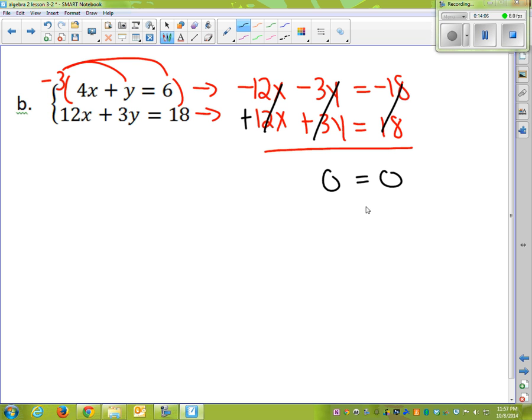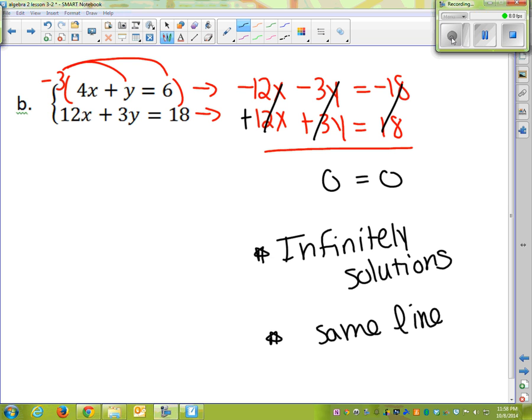That's always true. This is infinite solutions. This is infinitely many solutions, which means that they are the same line. So if you have two different lines and they cross, that's one solution by substitution or elimination. If you have parallel lines, they'll never cross. That's no solution. And sometimes when you solve, you find out they're really the same equation, infinitely many solutions, and it means it's the same line. So that is an overview of substitution and elimination.